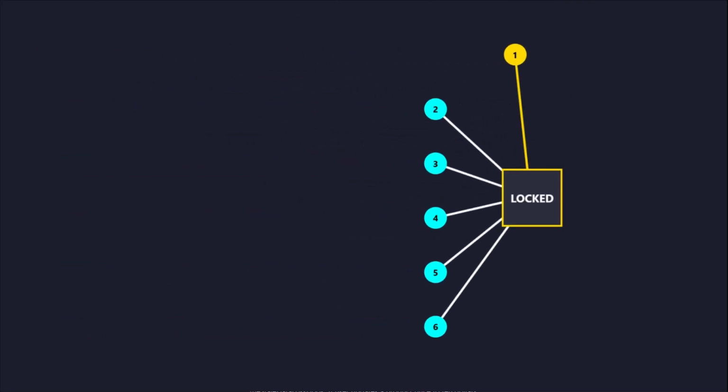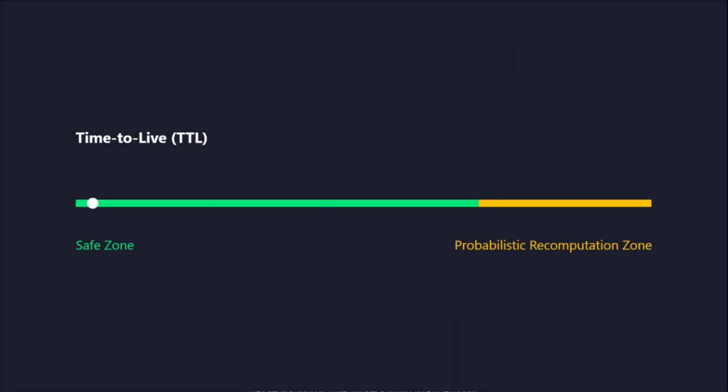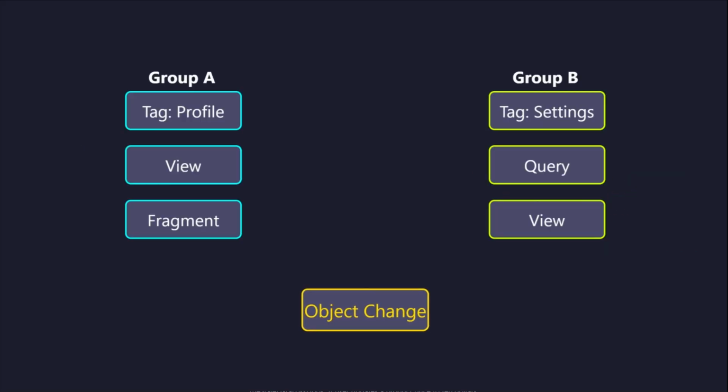To stop the thundering herd, use request coalescing or locks. The first request to find a miss acquires a lock. All other requests for that same key wait for the first to finish. Instead of waiting for expiration, probabilistic early recomputation refreshes the cache before it dies. It uses a random variable to decide whether to refresh as the time to live nears its end.